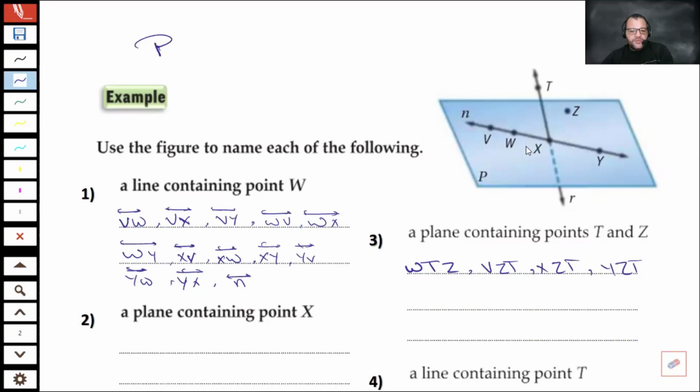Non-collinear points mean 3 points that do not lie on the same line. So we have V and W, and the 3rd point does not lie on the same line with them. So we can say V, W, and Z. Or V, X, and Z. Or V, Y, and Z.